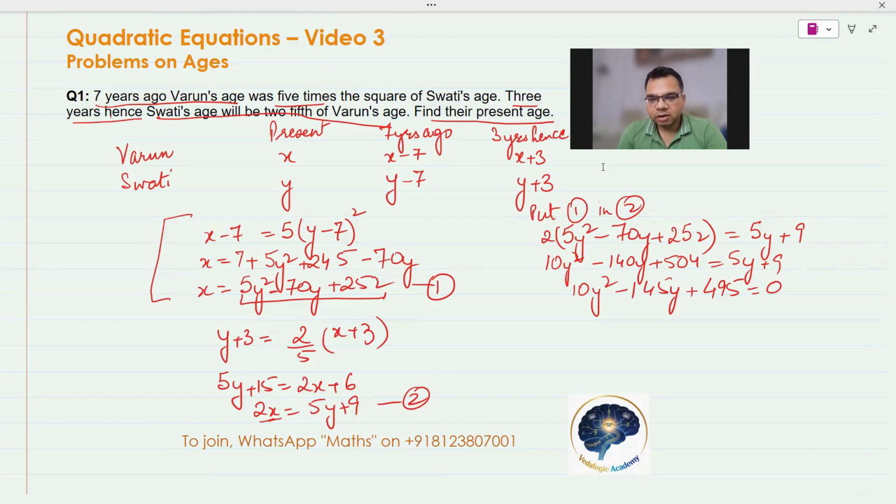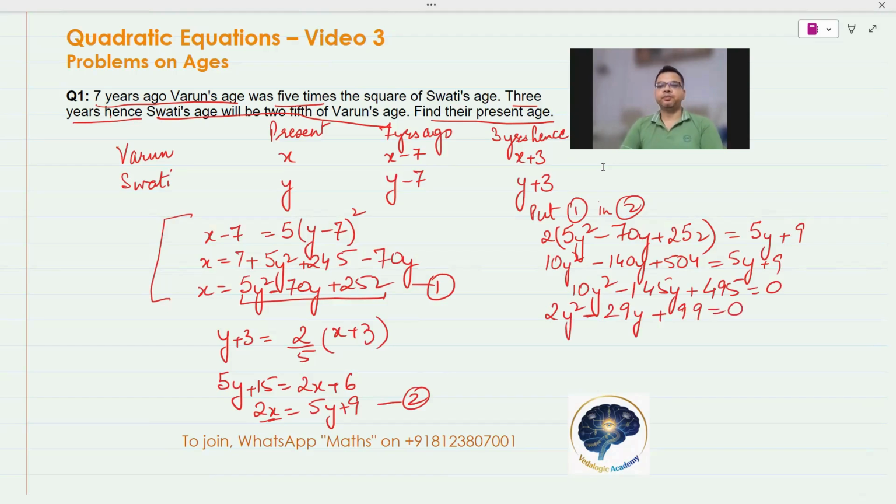Now I see 5 as a common factor here. Let's divide the whole thing by 5. This will simplify our equation. It becomes 2y square minus 5y plus 45, plus 9 and 45.